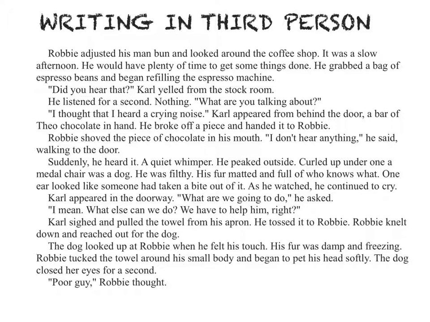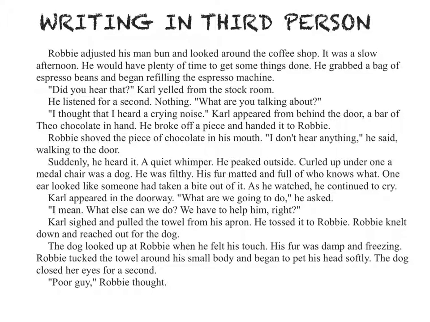He broke off a piece and handed it to Robbie. Robbie shoved the piece of chocolate in his mouth. "I don't hear anything," he said, walking to the door. Suddenly he heard it, a quiet whimper. He peeked outside. Curled up under one of the metal chairs was a dog. He was filthy, his fur matted and full of who knows what. One ear looked like someone had taken a bite out of it. As he watched, he continued to cry. Carl appeared in the doorway. "What are we going to do?" he asked. "I mean, what else can we do? We have to help him, right?" Carl sighed and pulled the towel from his apron.